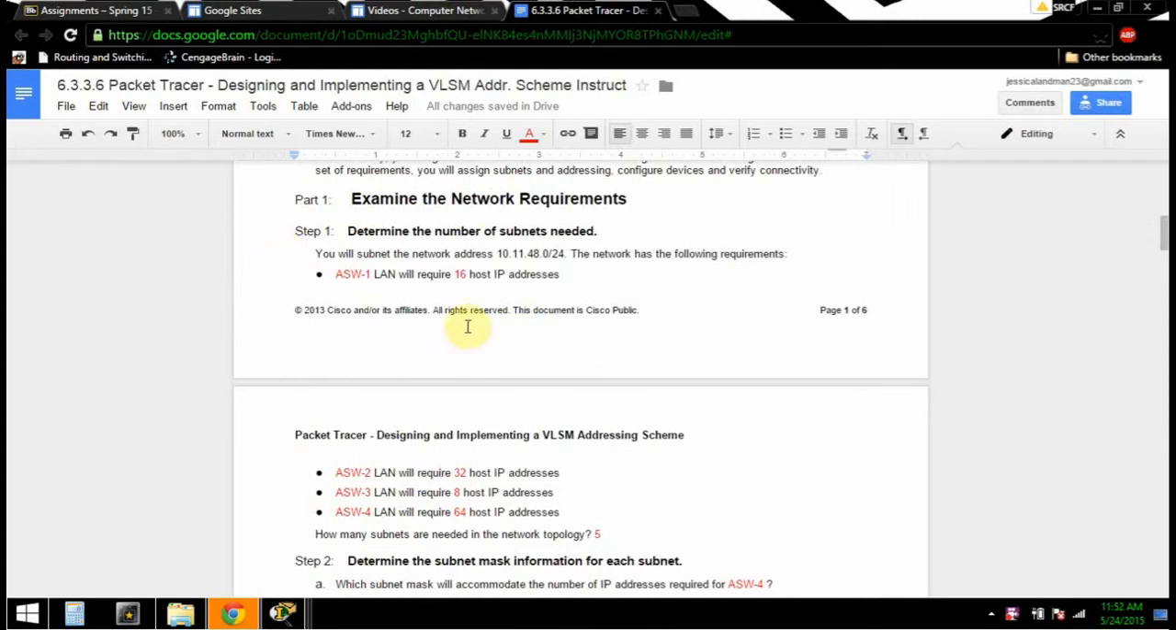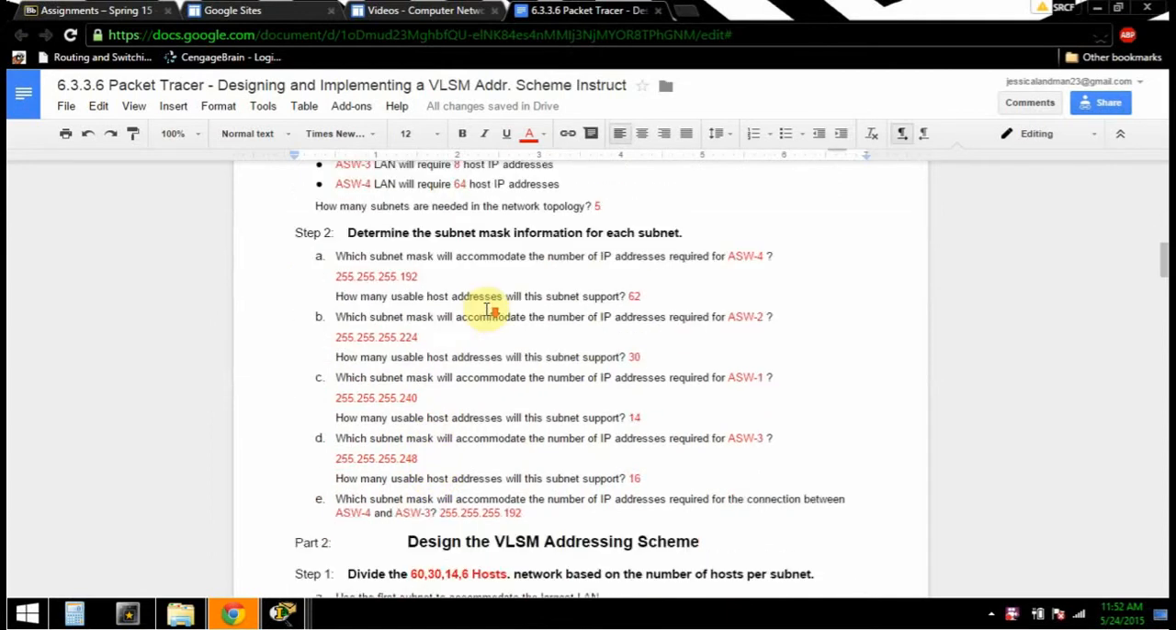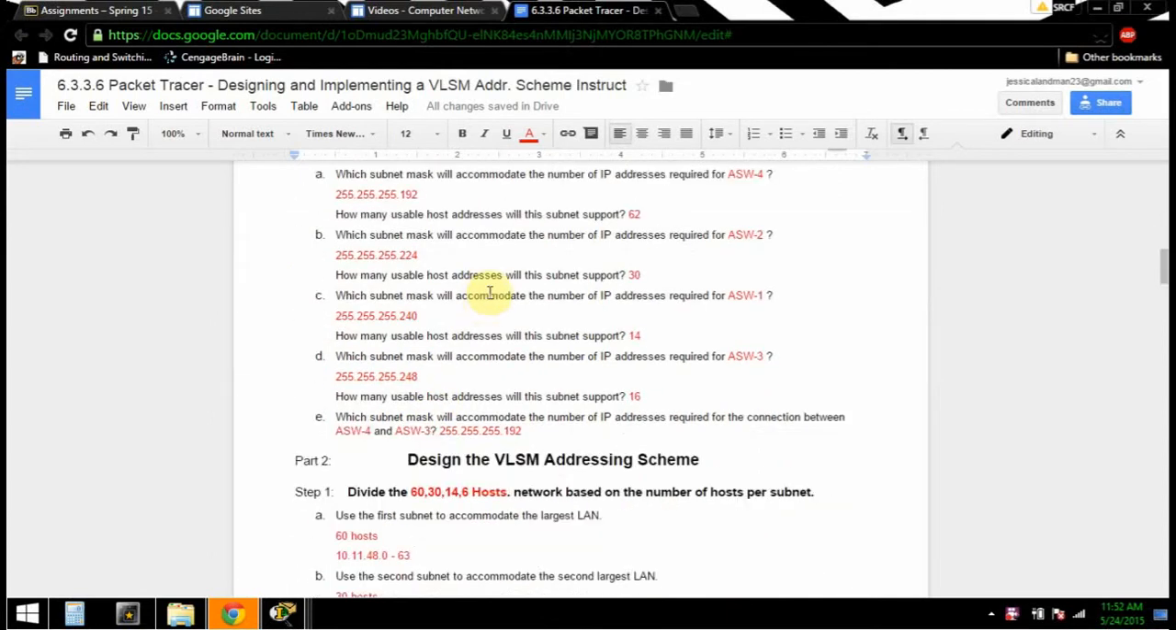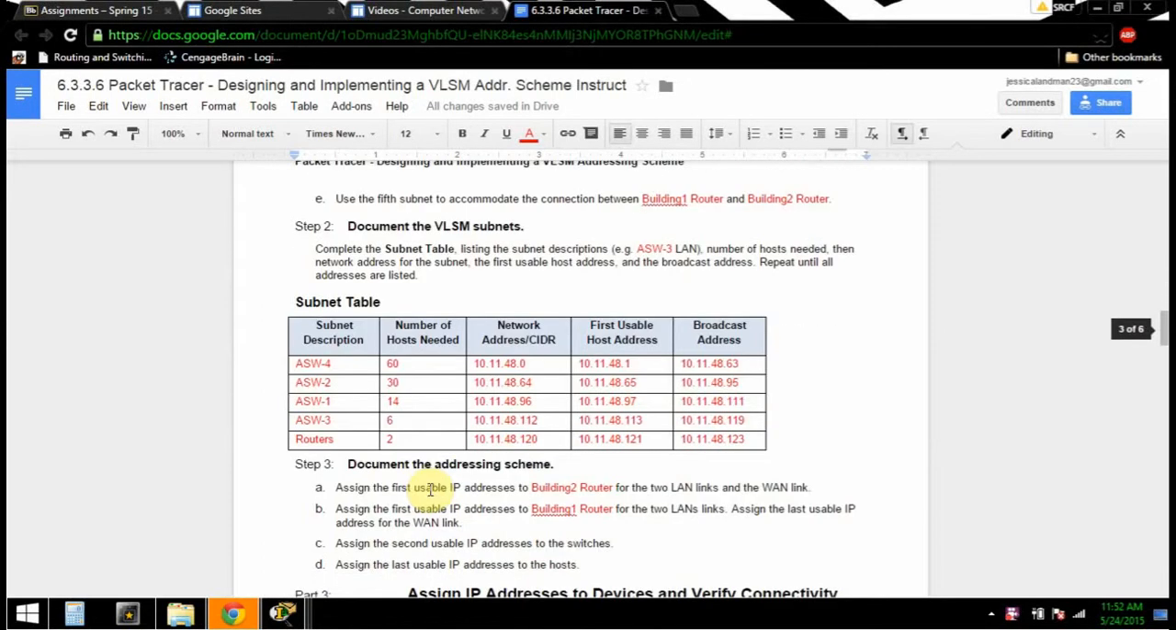So we know that we needed 16, 32, 8, 64 hosts in our topology network, which is a total of 5. And what we were provided with is for 60 hosts, we went 0 to 63. For 30 hosts, we went 64 to 95. And for 14 hosts, we went 96 to 111. Our other 6 hosts went from 112 to 119.